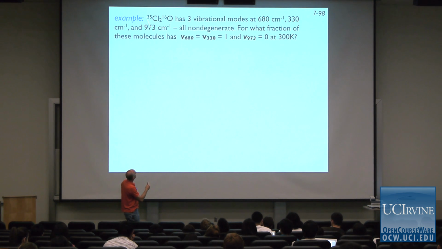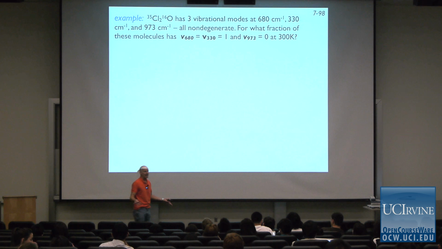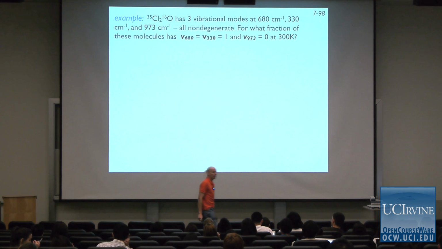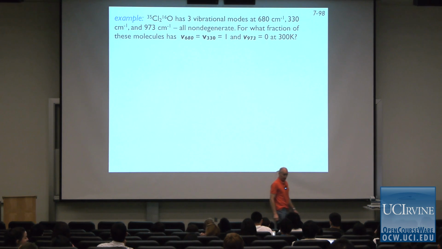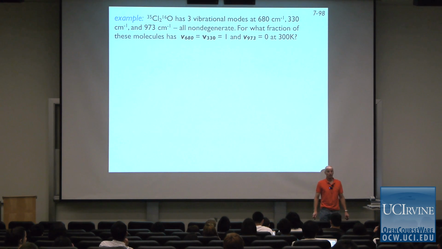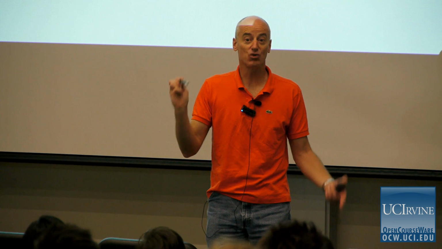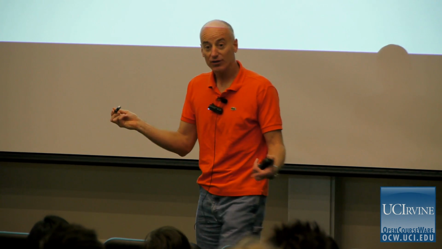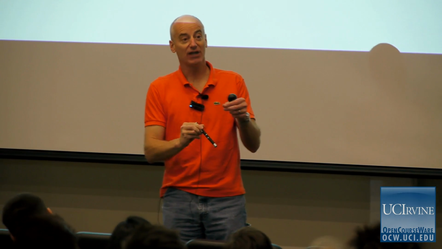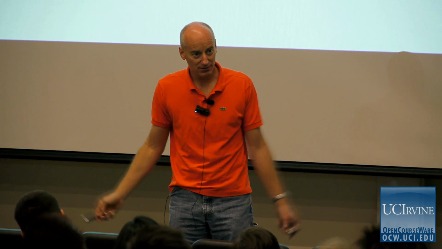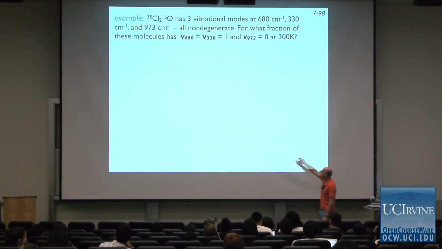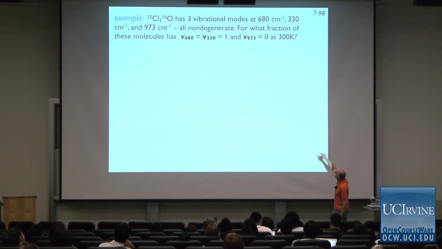How do I convert that 35 into the actual mass per chlorine atom? What if I want to know the mass of a single isotopically pure chlorine 35? What are the units of that 35? Grams per mole. So if I want to know how much one chlorine 35 weighs, I just take 35 and divide by Avogadro's number. That's what you do. It's got 3 vibrational modes, all non-degenerate.